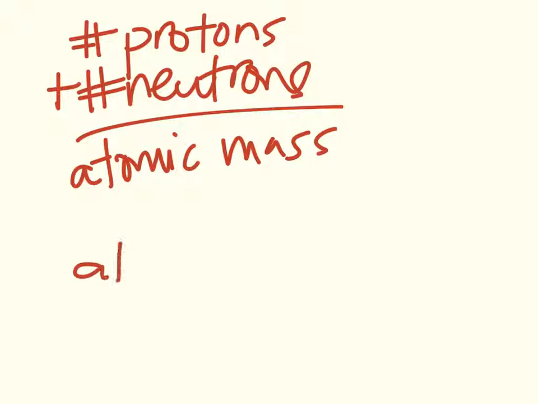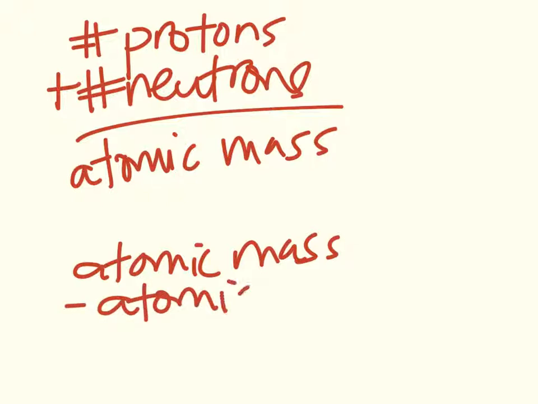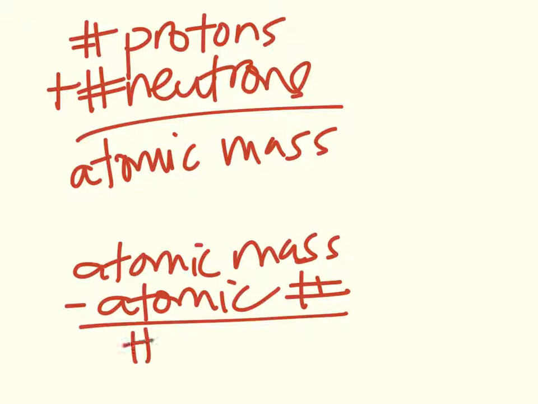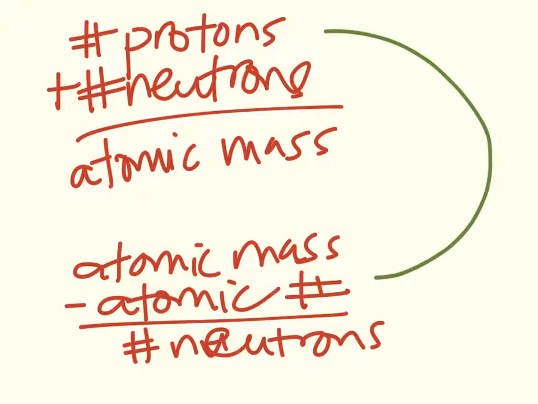Next, if you have the atomic mass number and you subtract the atomic number, you can get the number of neutrons. Why is this? Remember that the atomic number and the number of protons are the same. So these are equal.